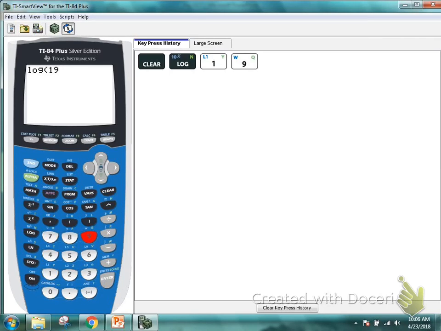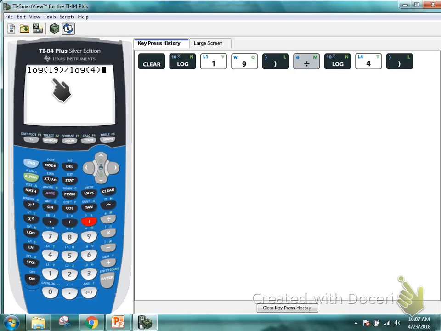Now, when you do these, the most important keystroke that you hit is this parenthesis right there. You got to close that parenthesis before you hit divide. If you don't, you're taking the log of just 19 divided by the log of 4. And that's not what you want to do. You want to do log 19 divided by log of 4, like this. So make sure you close this parenthesis right here.